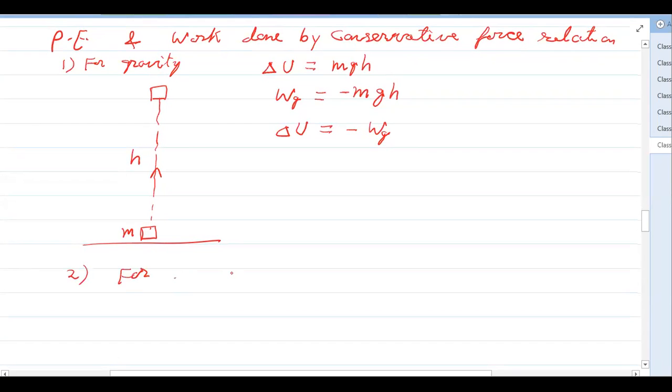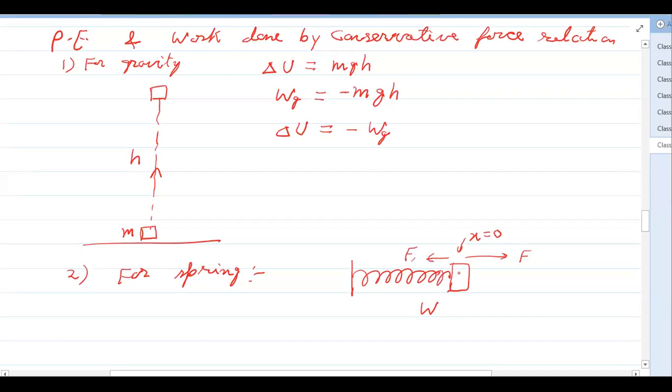For a spring, if you see what is happening in case of spring, if a spring is here, if it is initially relaxed, initially x equal to 0. If it is pulled by some external force, what will be the work done by spring? The spring force is acting in backward direction and displacement is in forward direction. So work done by spring is minus half k x square if it is pulled by distance x.